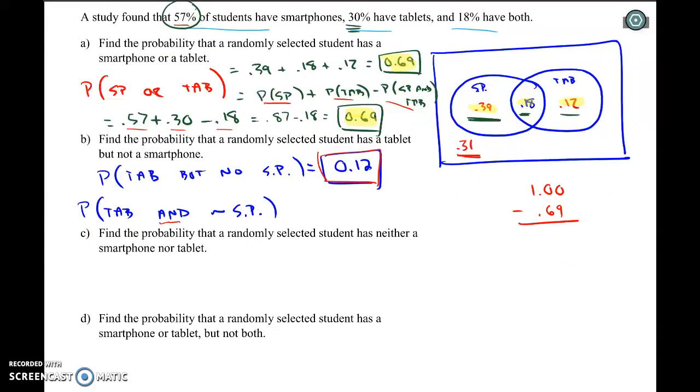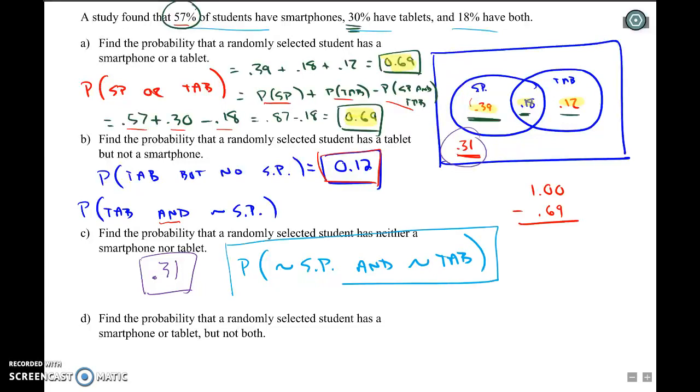Find the probability that a randomly selected student has neither a smartphone nor a tablet. So no smartphone nor tablet. That means not in any of these groups. Well, we already calculated that right here. I don't even have to write down the probability statement, really. If I wanted to write it down, this is the probability that somebody has no smartphone and no tablet. Again, even when we're done with this unit, we're not going to want to use the formula to calculate this. This is the way we want to do it.